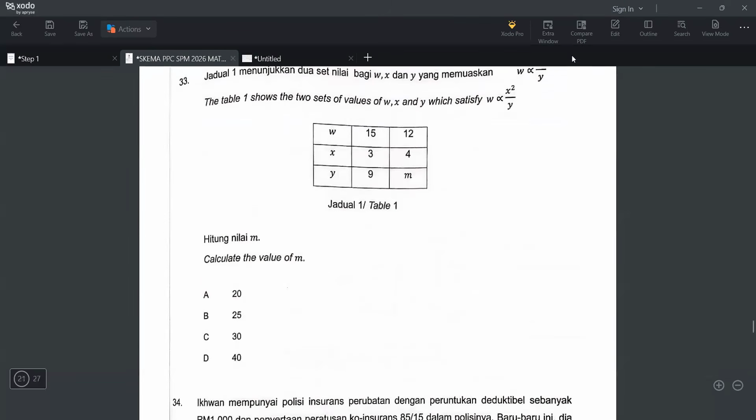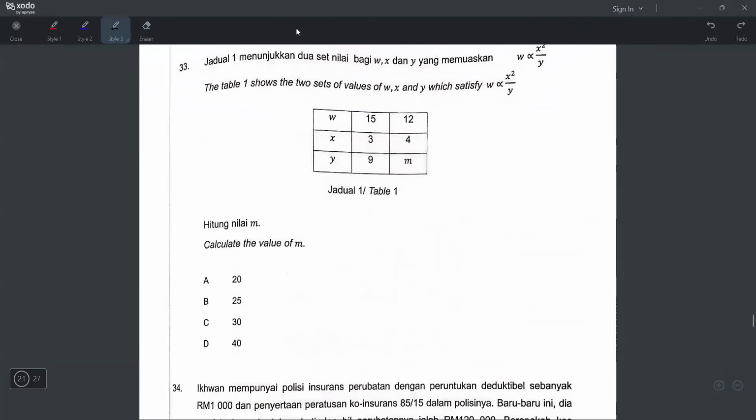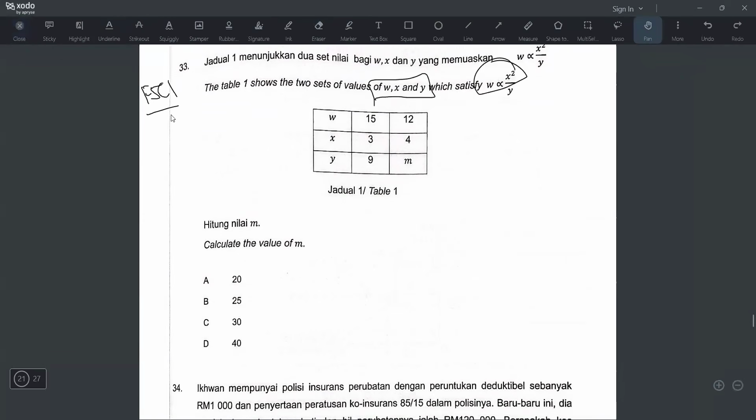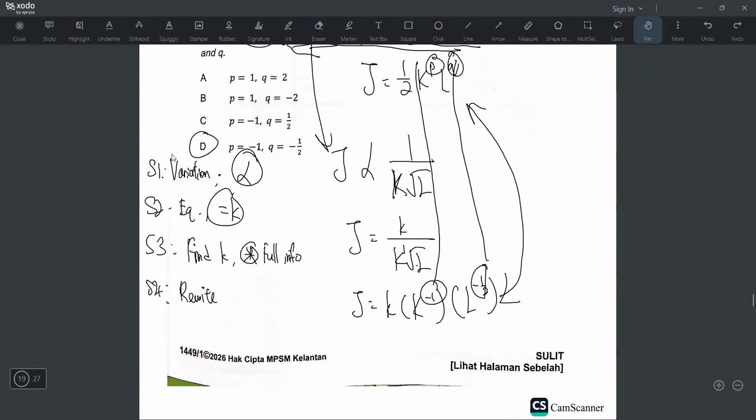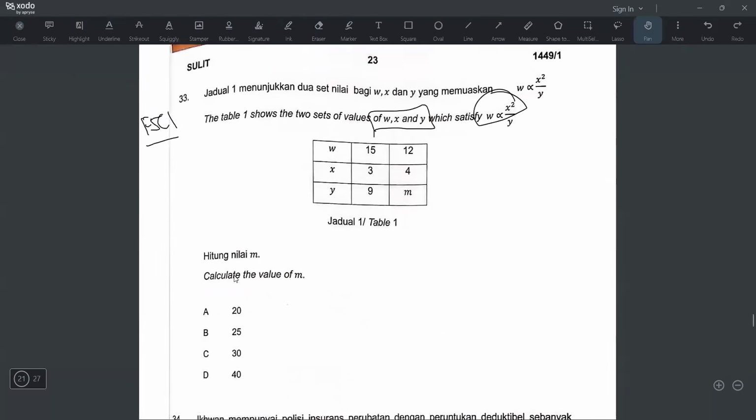Okay, number 33. Just by looking at it, I already know it's Chapter 1 from Form 5, variation. The table shows two sets of values W, X, Y which satisfy this. Calculate the value of M. Okay, I just told you the steps for variation earlier. Step 1, write the variation. Step 2, equation equal K. Step 3, find K, full info. Step 4, rewrite. So basically this is what you do now.